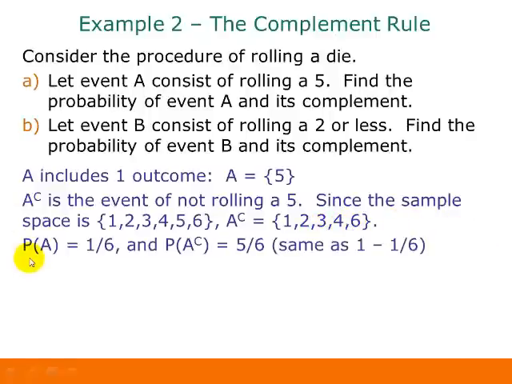The probability of event A, where we do roll the 5, would be 1/6, because that's one simple event out of our sample space of 6 events. The probability of A complement would be 5/6. Notice this set had 5 elements in it out of the 6. And 5/6 is the same as 1 minus 1/6. So we could get the probability of this complement either by calculating it directly or by subtracting the probability of A from 1. We get the same answer either way.